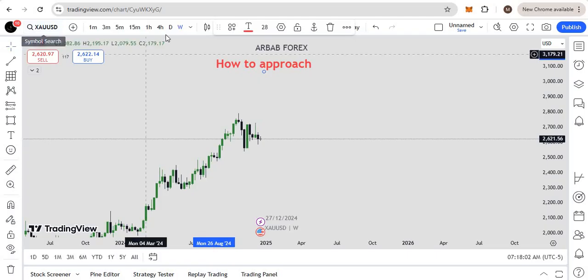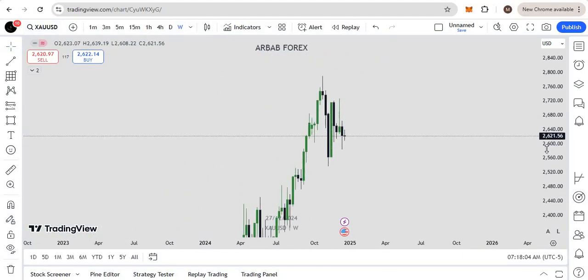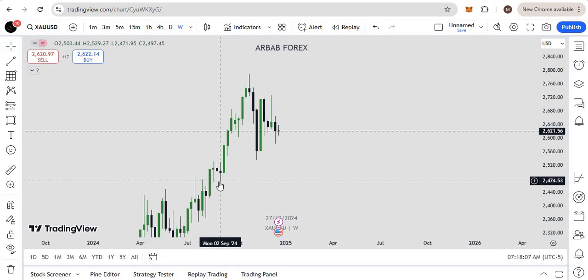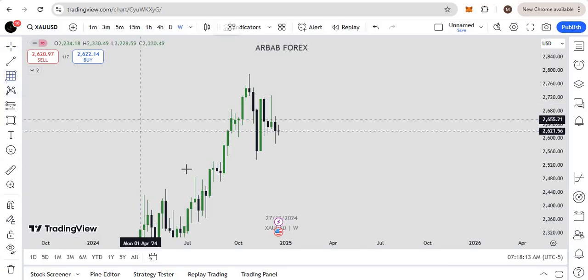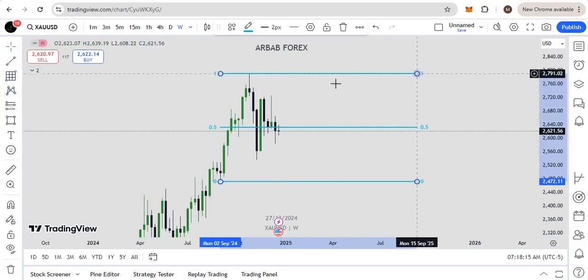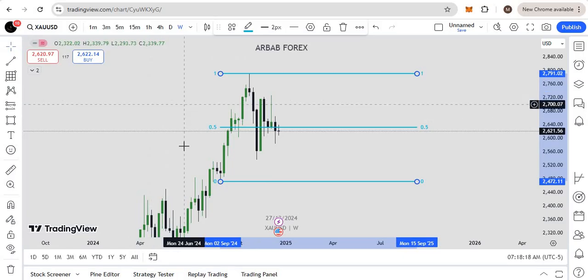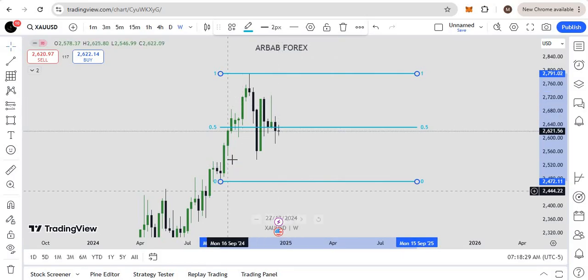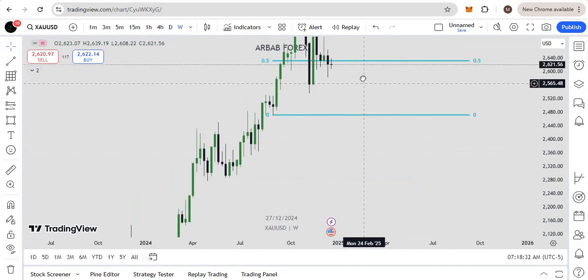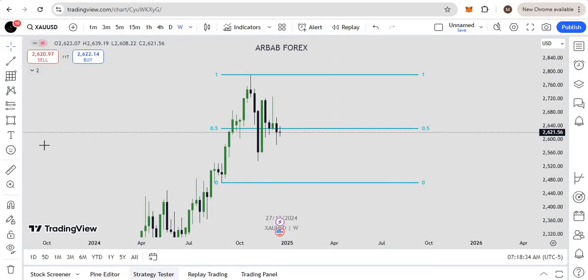So I'm on the gold chart, weekly time frame. As you know, we have a swing point, a low and a high, right? So we will measure from low to high to identify our premium and discount. Our discount area is the area below 50% and the premium area is above 50%, right? So anything in premium we sell, anything in discount we buy, right? Overall market is bullish.